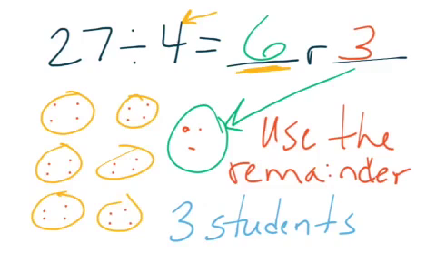3 students do not fit into a group. They could make another group, but it wouldn't be a group of 4. So 3 students do not fit in.